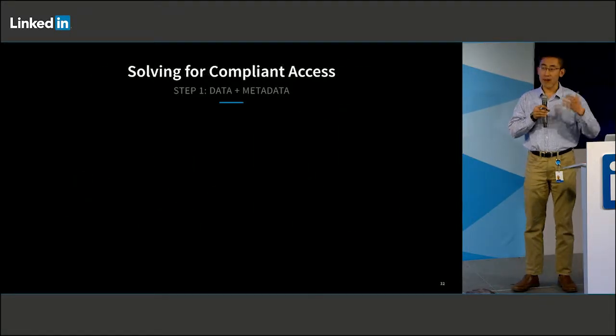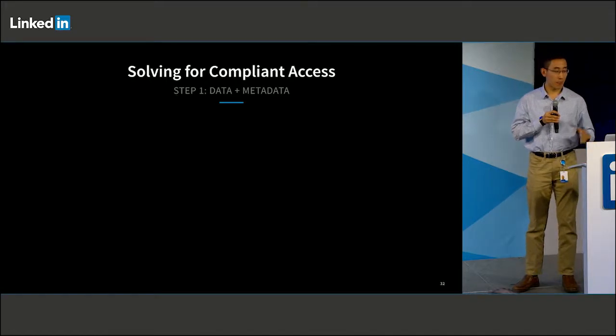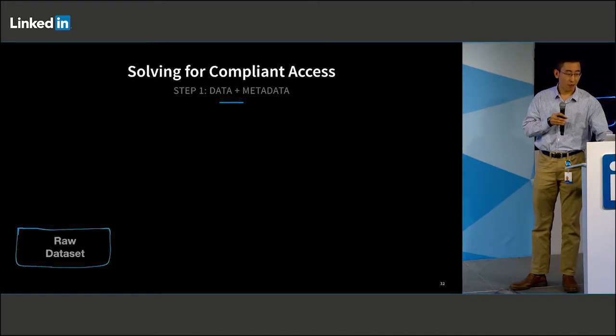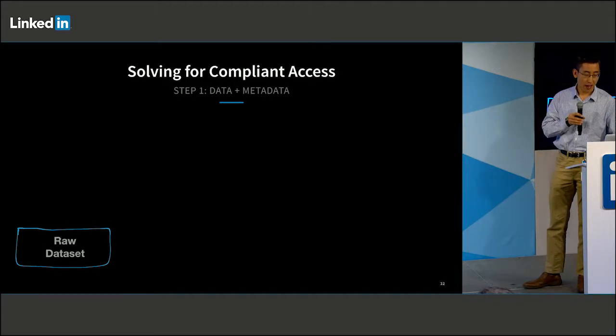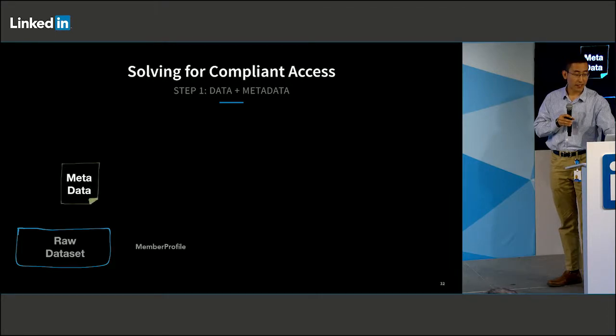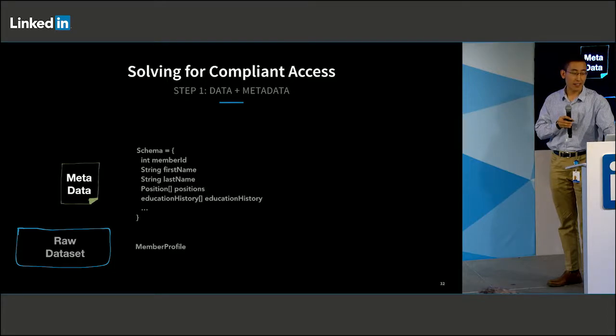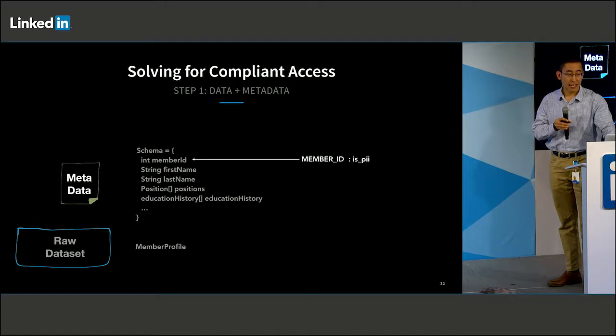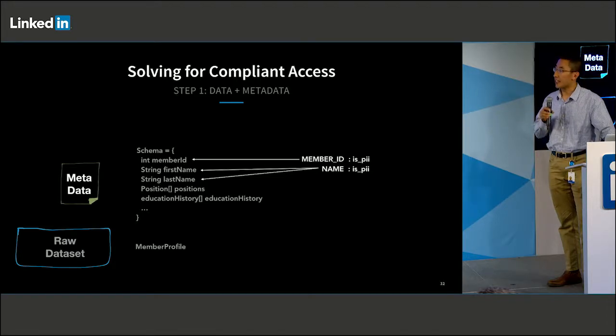All right, let's go back to the GDPR compliance. So, with DALI, now we have a way to be compliant. Let's take a dataset like the member's profile dataset. And using Warehouse, we can get metadata for these datasets. Warehouse lets you annotate these datasets with compliance information. So we can indicate that certain fields are personally identifiable information, such as the member's ID or their name.